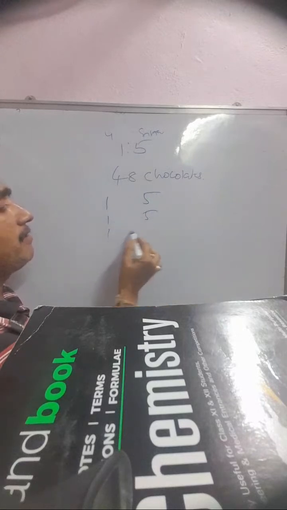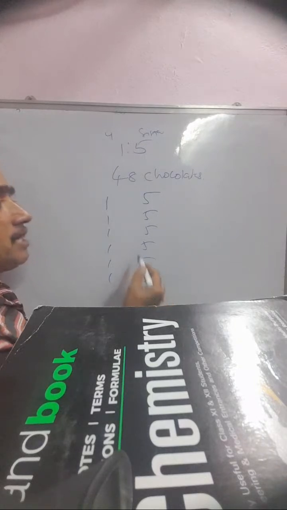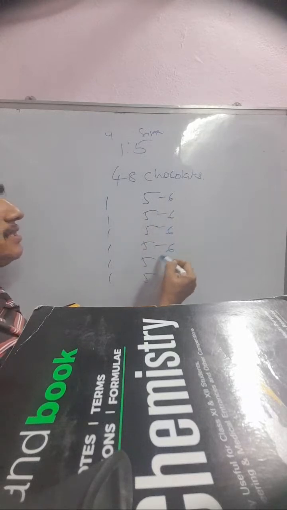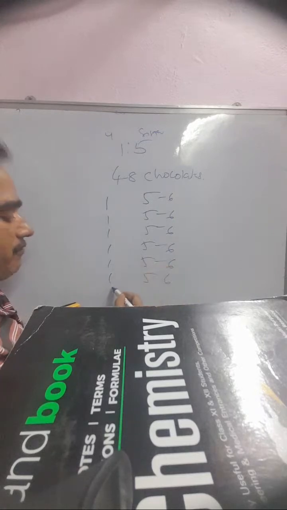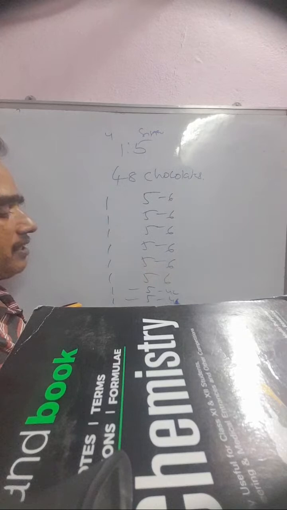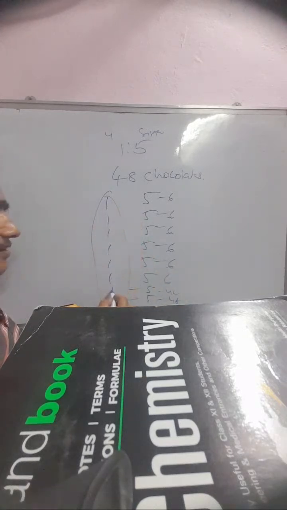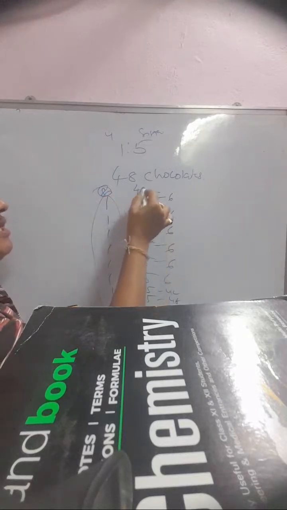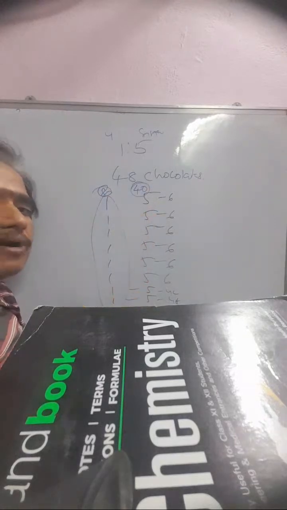1, 5, 1, 5, 1, 5. We will count how many are over. Here 6, 6, 6, 6, 6, 6. 1, 2, 3, 4, 5, 6, 6 sixes are 36. Okay, 1, 5, 42. And 1, 5, 48. So you got totally 1, 2, 3, 4, 5, 6, 7, 8, and your sister got 40. You got 8 chocolates and your sister got 40 chocolates.